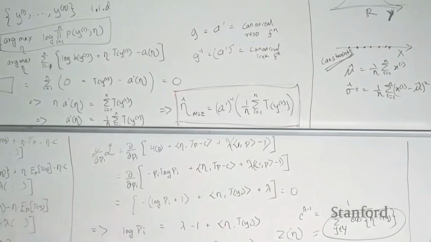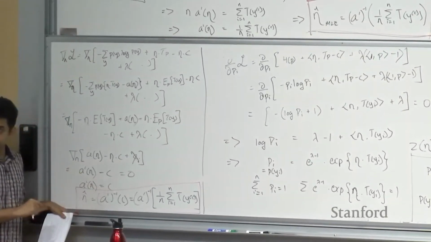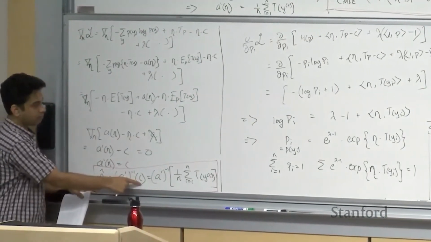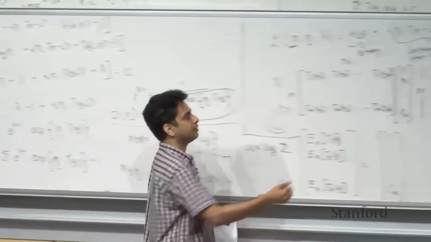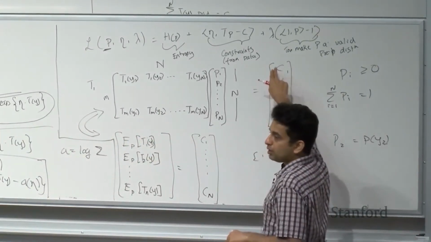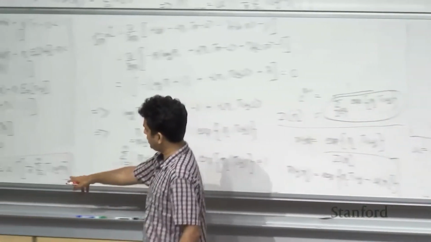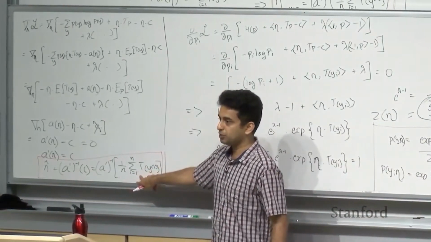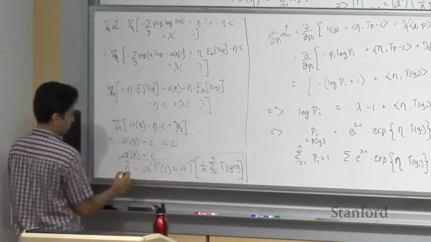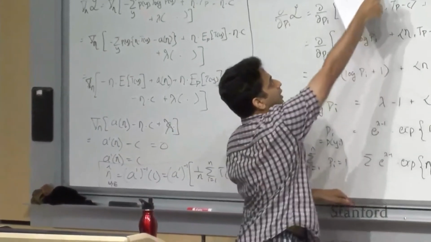So the last step here: we got that A prime of eta should be equal to C, right? Is it clear until this step? Yeah. So eta should be A prime inverse of C. Now what is C? C were the constraints that we started with, and usually these constraints come from data, right? So these constraints will be the actual sample means of the corresponding sufficient statistics, and you plug them in here, and we get eta hat maximum entropy to be equal to the same expression that we get using MLE.